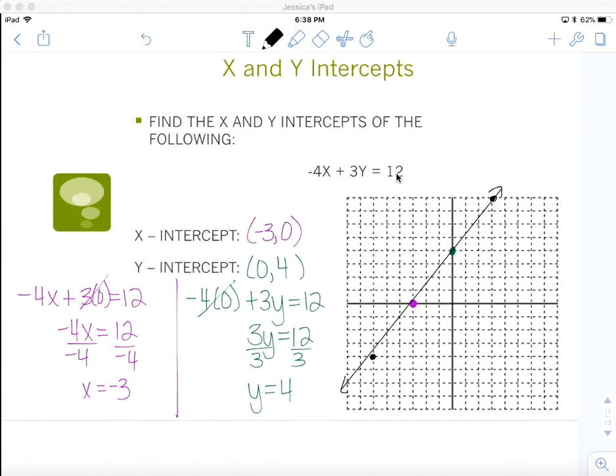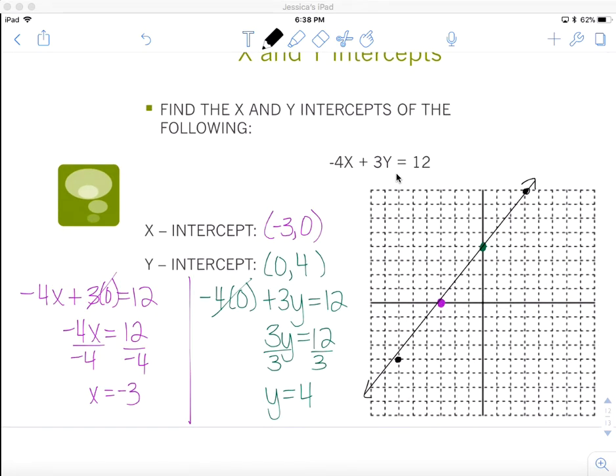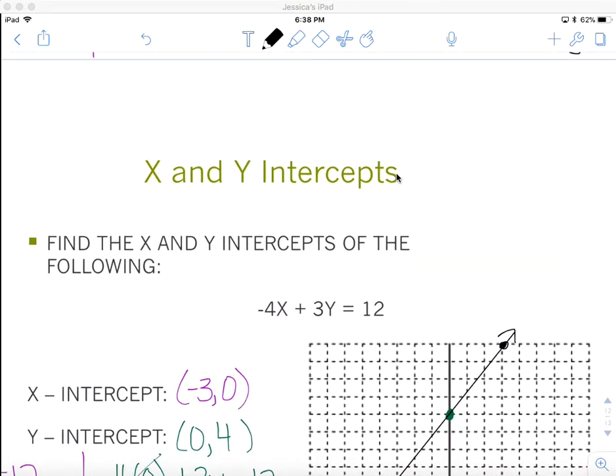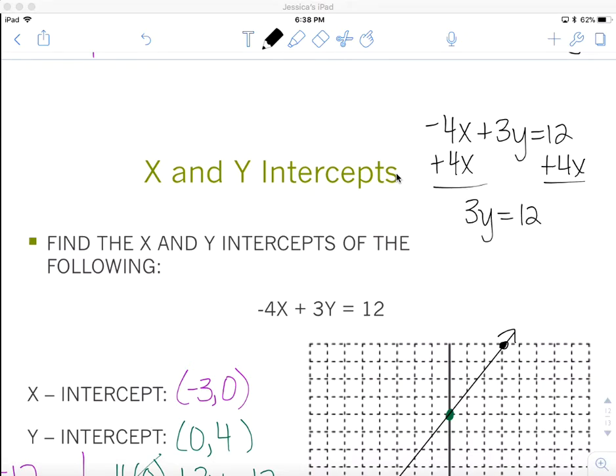Let's look at this if I had decided to use the method where I get y by itself. If I decided to get y by itself here, then I would start by adding 4x to the other side. 3y is 12 plus 4x. Then to get rid of the 3, I would divide each term by 3. 12 divided by 3 is 4. 4x divided by 3, I'm going to keep as 4 over 3.